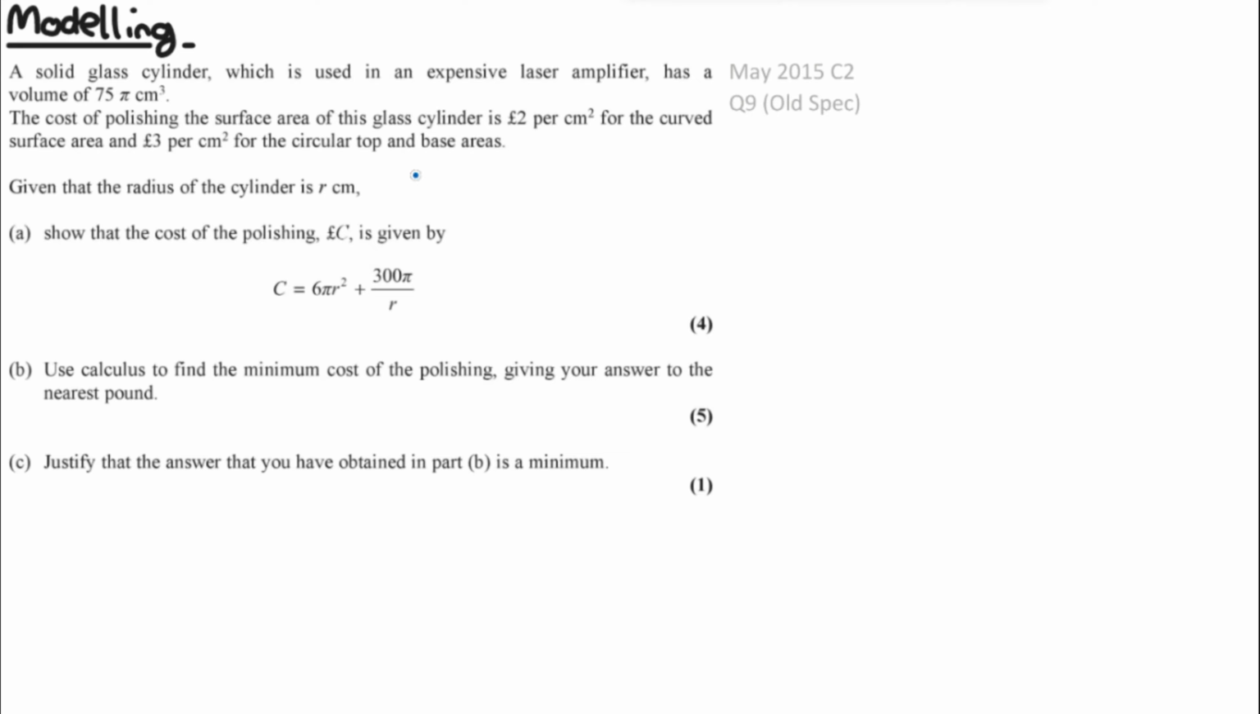So here's another question on modelling. So as I said at the start, a good thing is always to read through the questions, make sure you understand everything that's going on. So we have a cylinder and it has a volume of 75 pi, and we're told that the radius of the cylinder is r. So let's just draw a quick diagram.